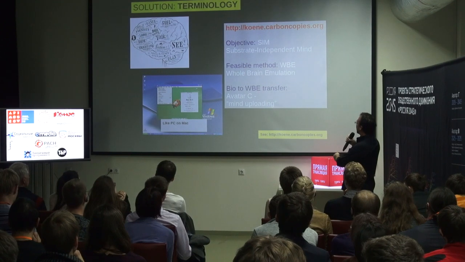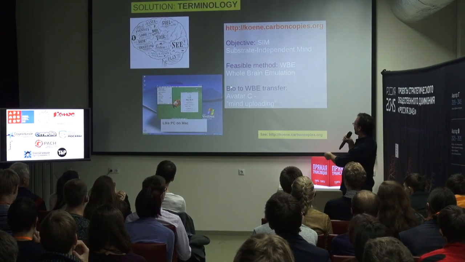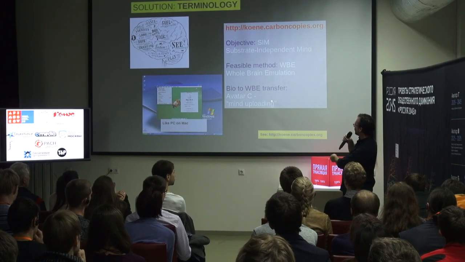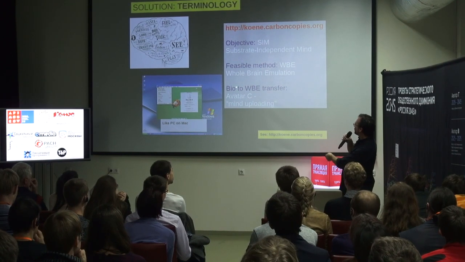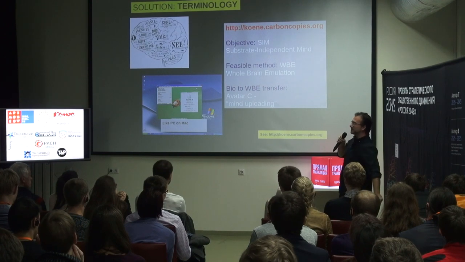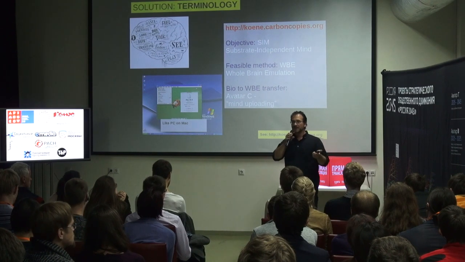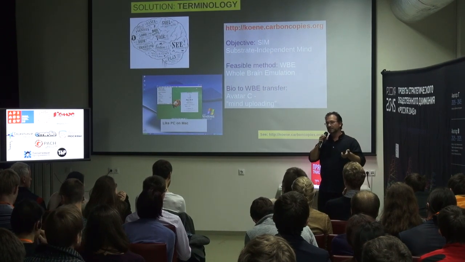And then when you go from biology to whole brain emulation, that transfer, in the popular terminology, is often called mind uploading. This is also the process that is necessary to do what we call the Avatar C stage, where you go not just to a body prosthetic, but you also produce a prosthetic for the mind.